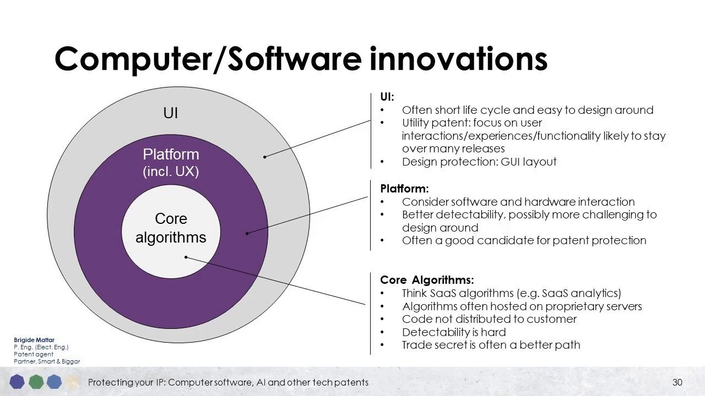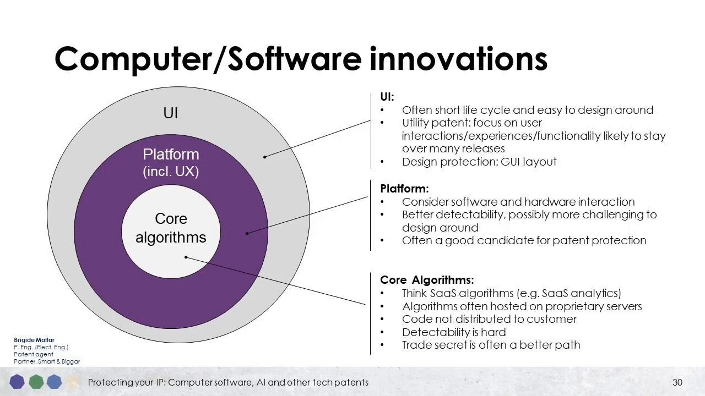The second layer that's typical in a software type system, we really call the platform. So really what we're talking about here is how you're interacting between the hardware and the software. It's a level higher than the algorithm and the core algorithm. And typically you could notice that it's being used. It's harder to design around. And so those types of innovations tend to be good candidates for patent protection.